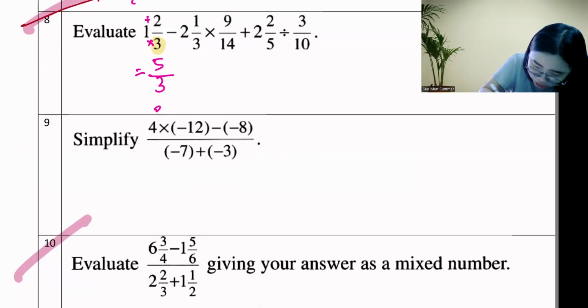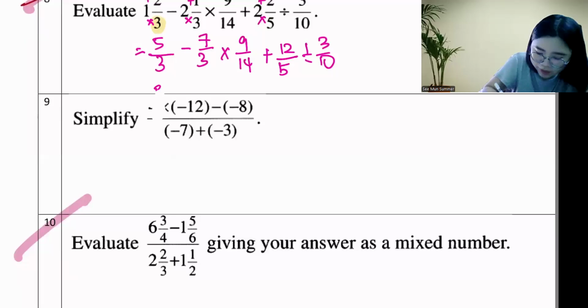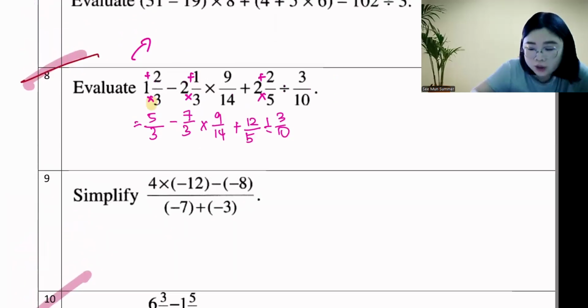Okay, next is 3 again, times and plus 1. 6, 7. And then 9/14 plus, again you have to change, times and plus. 12. And then divided by 3, 10. Okay, so far everybody got the answer? Got this already? Understand this? Remember, when it comes to fractions, please change to improper fractions.